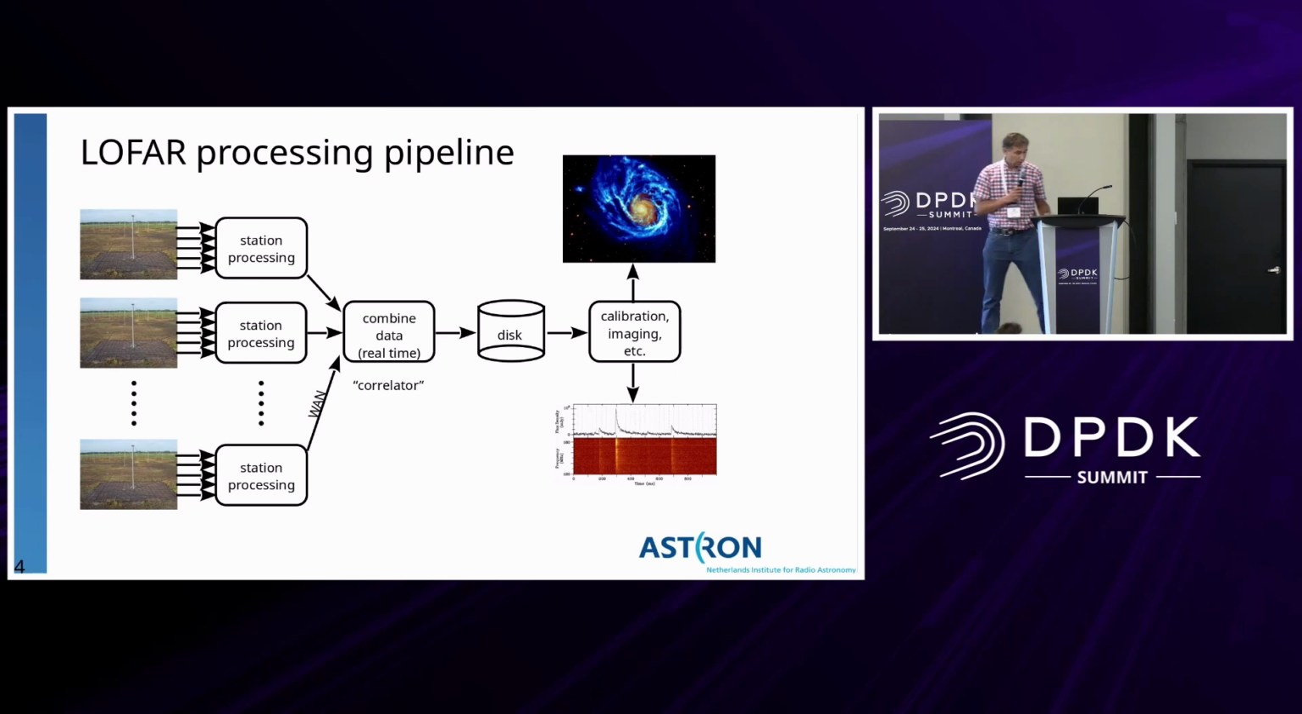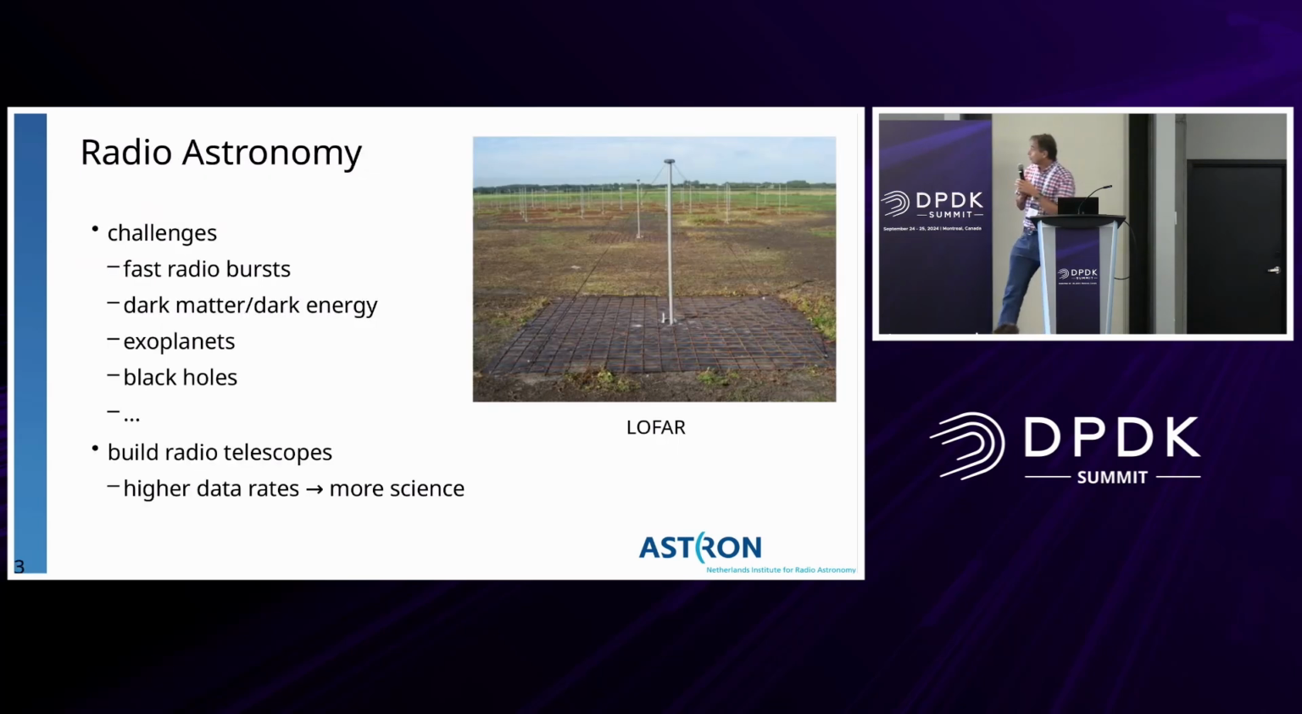Just one thing about this picture. It's not always a dish-based telescope. This is part of LOFAR, which is antenna-based, and we combine the signals of, I think, something like 100,000 of these simple antennas. These antennas are located throughout Europe, and combined they form the biggest low-frequency radio telescope in the world.